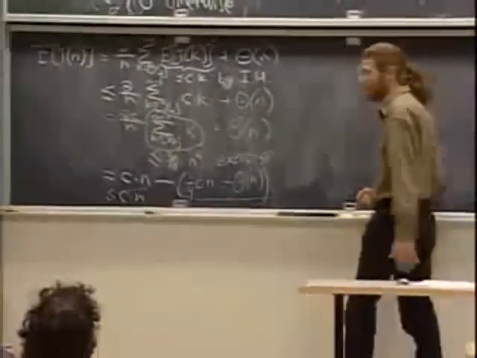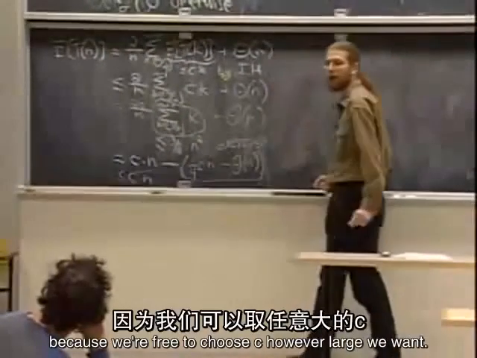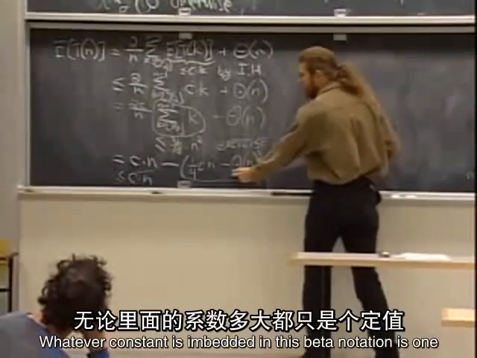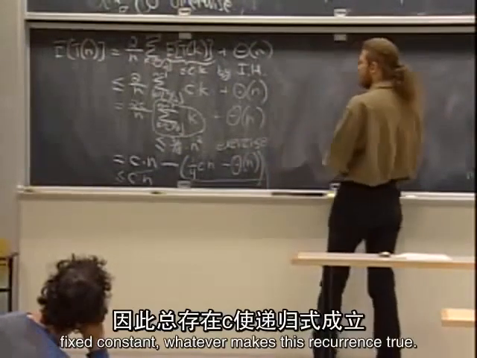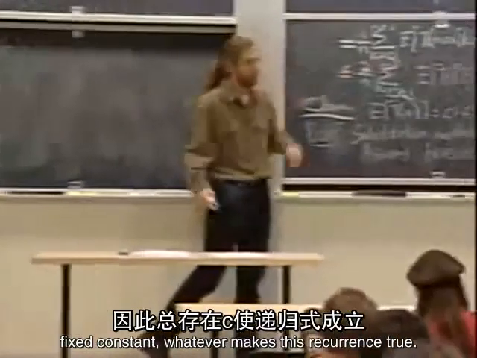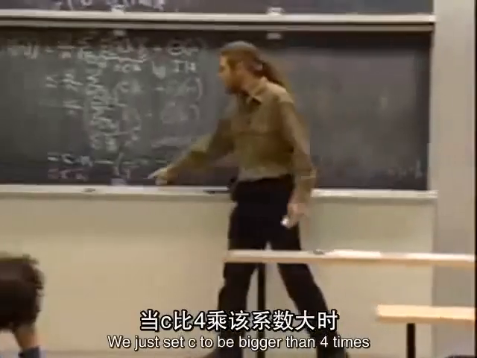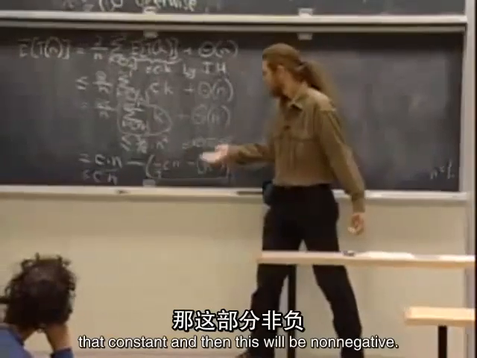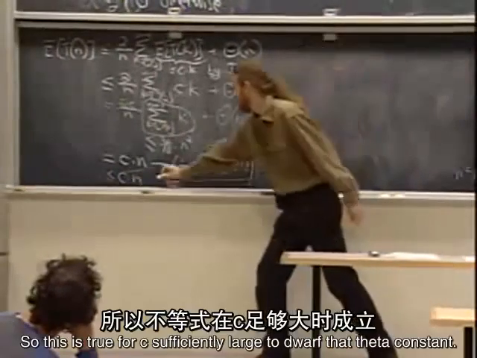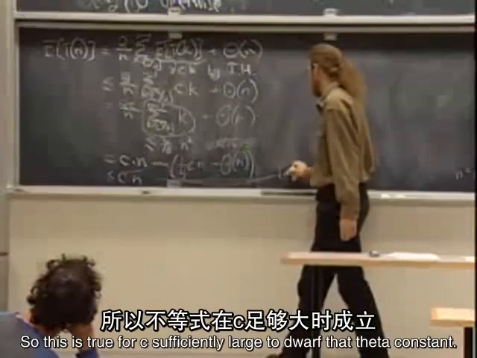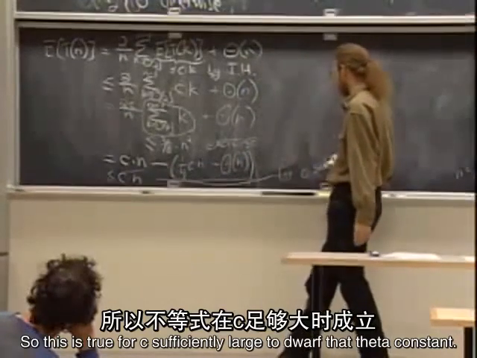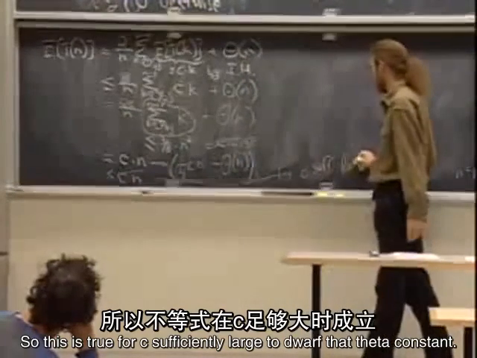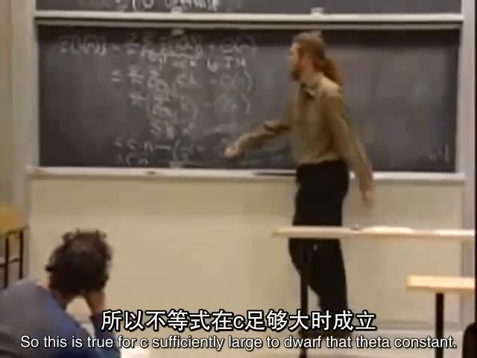And it looks pretty good, because we're free to choose c however large we want. So whatever constant is embedded inside this theta notation, it's one fixed constant, whatever makes this recurrence true, we just set c to be bigger than 4 times that constant. And then this will be non-negative. So this is true for c sufficiently large, to dwarf that theta constant.